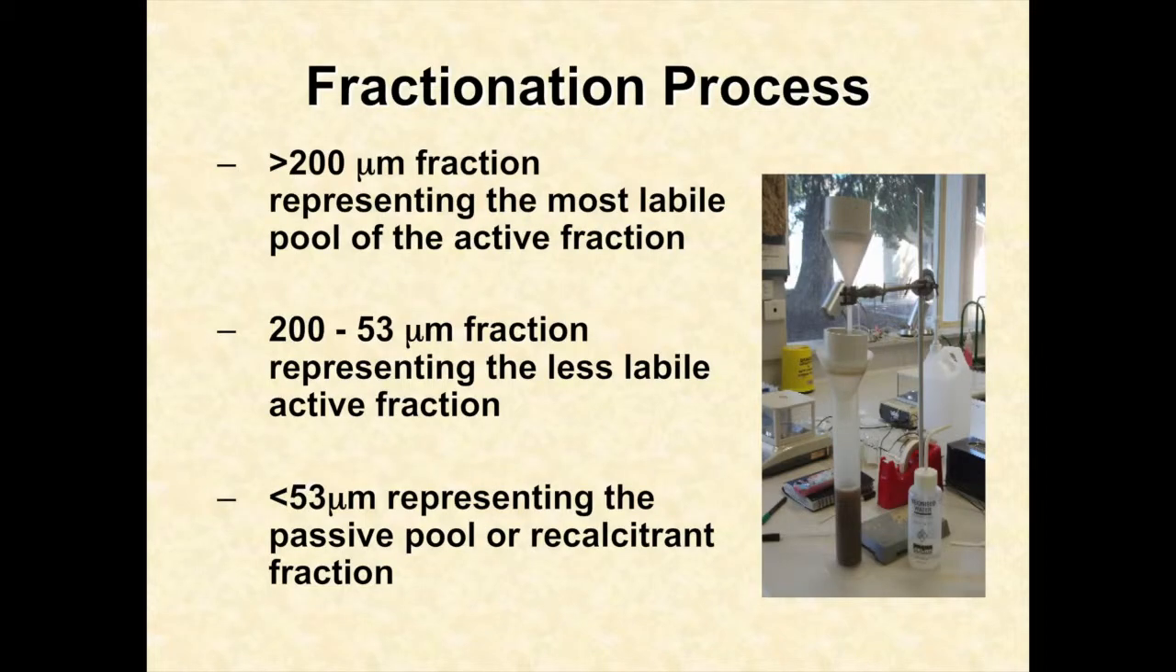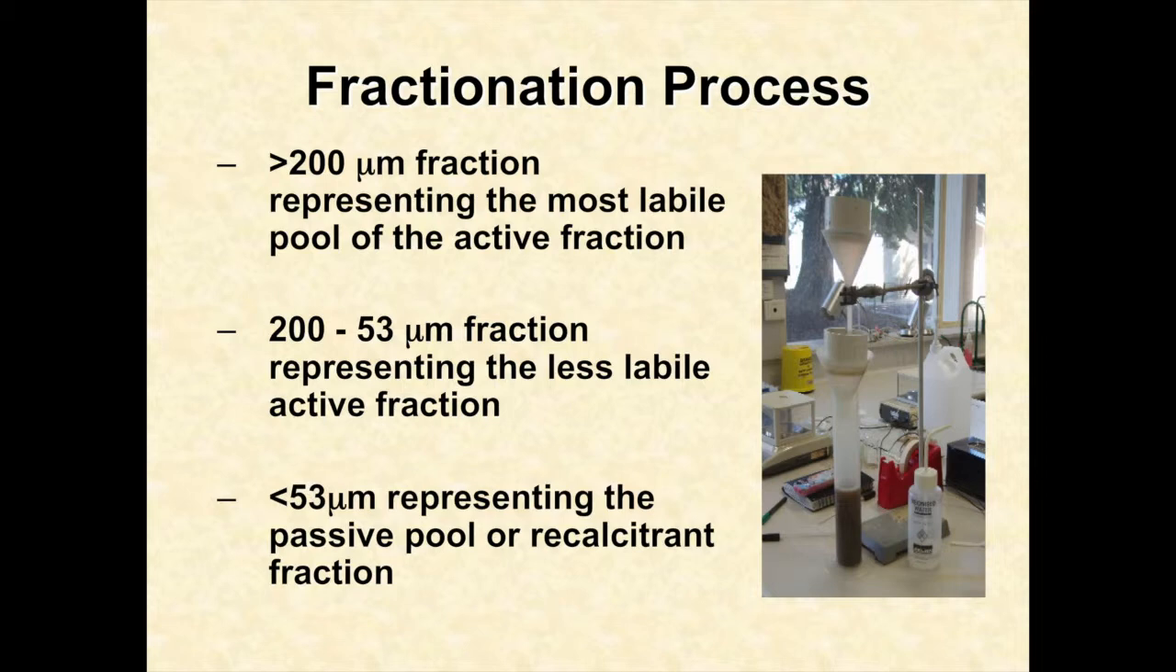So a relatively simple one that any lab can develop is a fractionation process where we fractionate soil according to its apparent lability or recalcitrance. And we do this with a relatively straightforward either gravity separation, or what I'm showing you here is a sieving technique where we separate greater than 200 micrometer fractions, a mid-range of 2 to 53 micrometers and a less than 53. And as you go down that, you increase the recalcitrance.